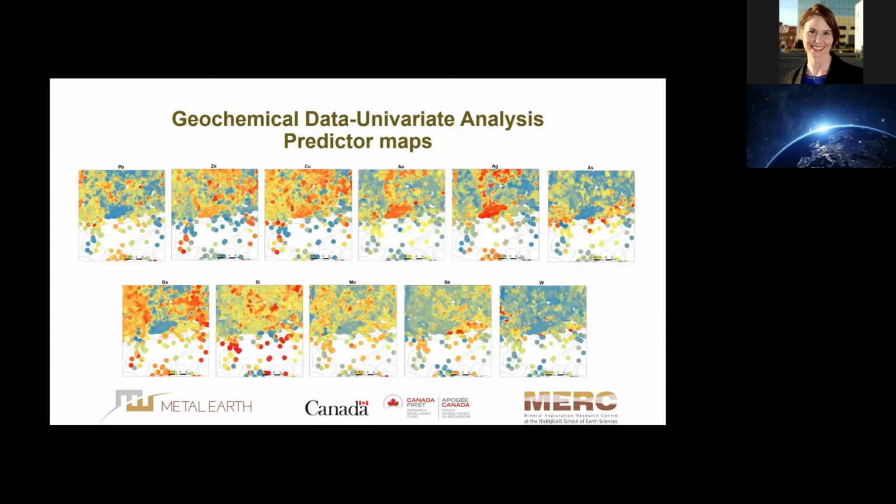And these are the maps that Paran has produced, univariate maps for our indicator and pathfinder elements. And you can see the similarities in some cases between our maps here. So we're starting with lead and going to elastite here. So each of these we could put into our model.